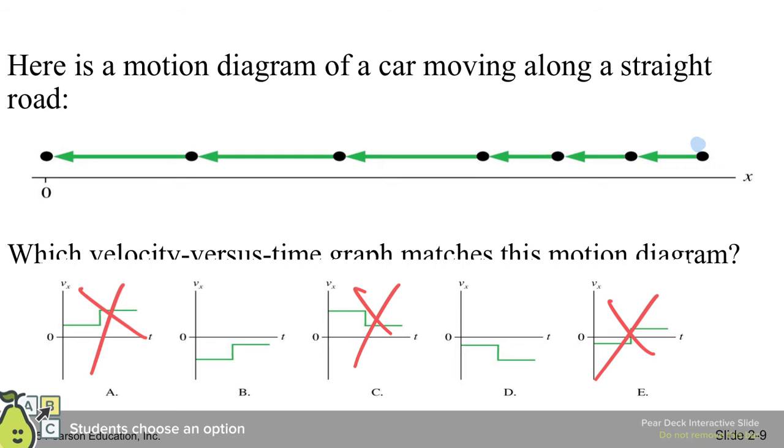We can see that this region is slower, and then it gets faster. But it's negative, so we have to be careful. Slower means a smaller magnitude in speed, not a lower velocity, but a lower speed, which means closer to the axis. So we should start off with a low velocity in magnitude and get bigger, and we can see that that is this one.